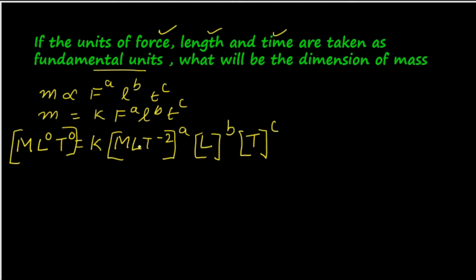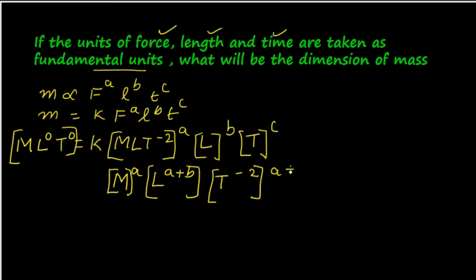Let us simplify this. M raised to A, L raised to A plus B, T raised to minus 2, the whole raised to A plus C. As per the principle of homogeneity, on the left hand side there is only one M. So A becomes equal to 1. L is equal to 0. Here L is raised to A plus B. So from that we take A plus B is equal to 0. Therefore 1 plus B is equal to 0. Therefore B is equal to minus 1.